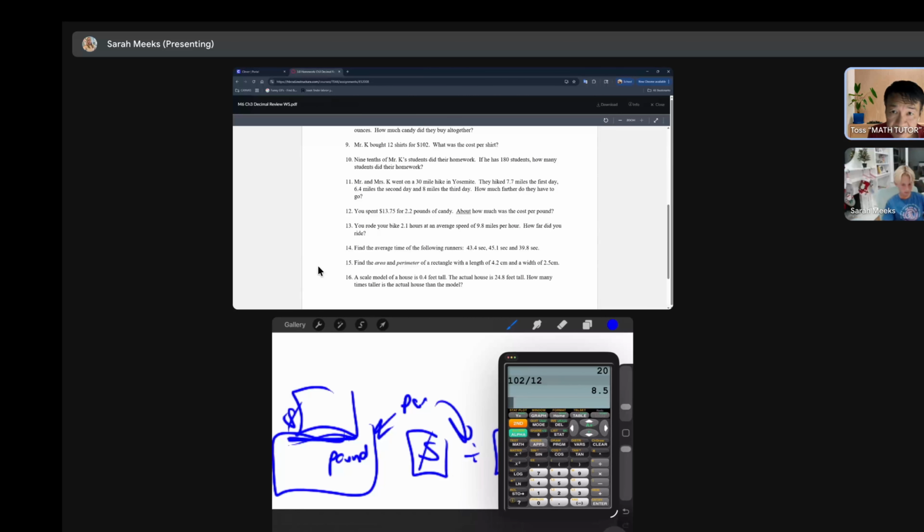All right, so it's going to be 13.75 divided by 2.2. Okay, so well, to me, you keep the answer. I don't know what's up with the question. I think your teacher wrote this up. The answer is literally 6.25, like $6.25 per pound. So this is the answer.